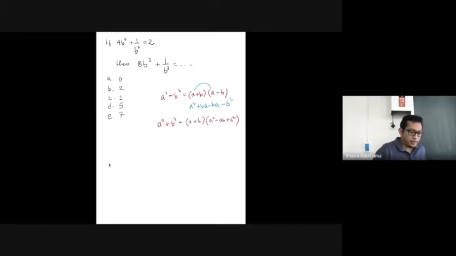Can you make the same thing from here go to here? But 8b cube can have several possibilities of number. It can be 2b, 4b, right? But we need to check whether it makes sense or not. So what is our a and b? 2b and plus 1 over b. And then this should be squared, right? To make it squared and the same as this cube, we have to make it 4b squared, right?